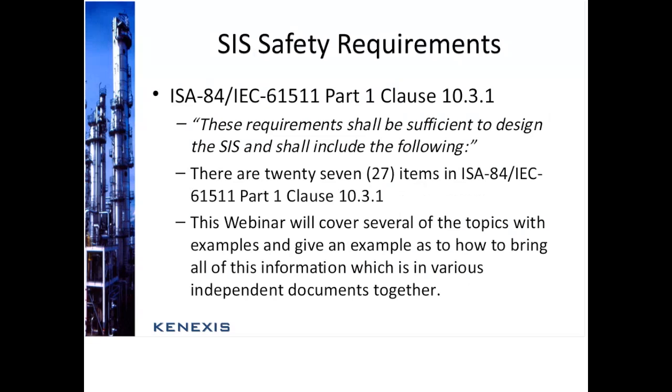SIS safety requirements, again, ISA 84. These requirements shall be sufficient to design the SIS and include the following. There are 27 items that are required by Part 1, Clause 10.3.1. This webinar will cover several of the topics with examples and give an example of how to bring all of this information, which is in various independent documents, together.